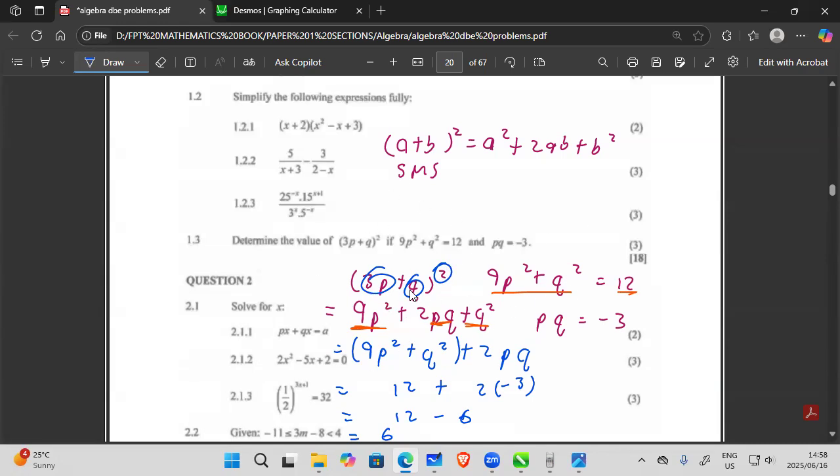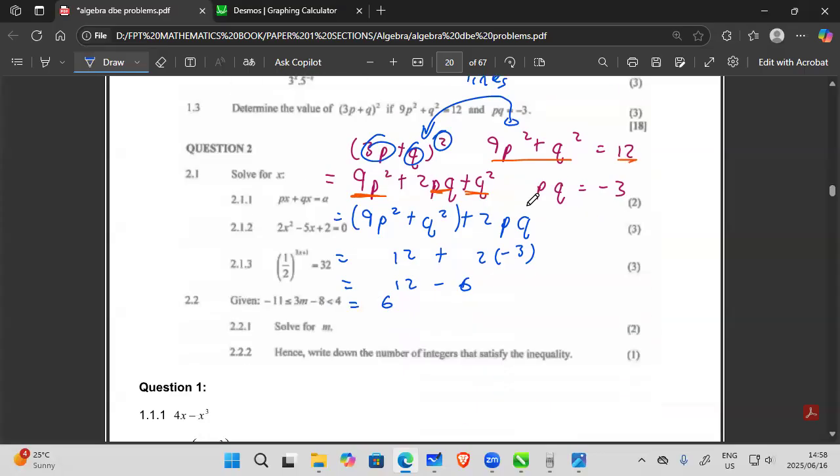Because you see, when I looked at this question, I was like, okay, what links this to this? How did 3p become 9p squared? How did q become q squared? Where is the pq here? Oh, when you do the SMS, you can see there's a pq here. And that's just a constant, so I can just multiply it in and I can solve. Right? This is what we're doing. We're trying to find pieces to the puzzle and we want to know how they fit.